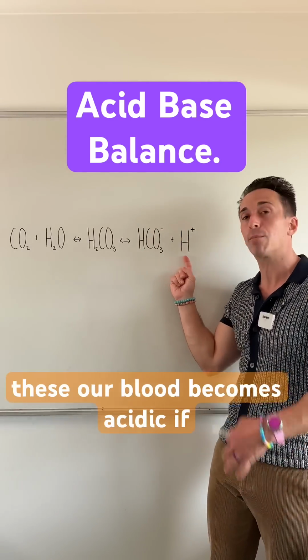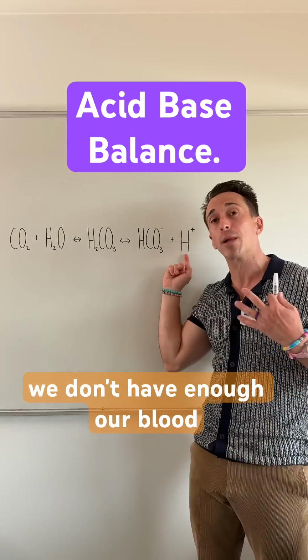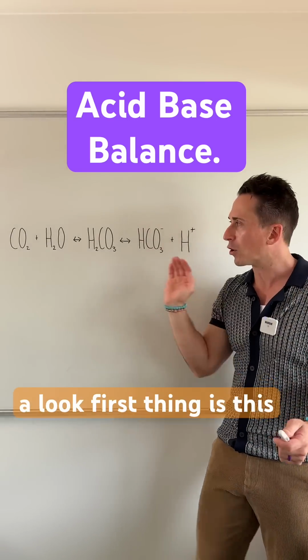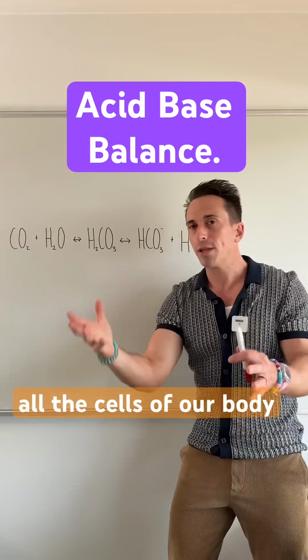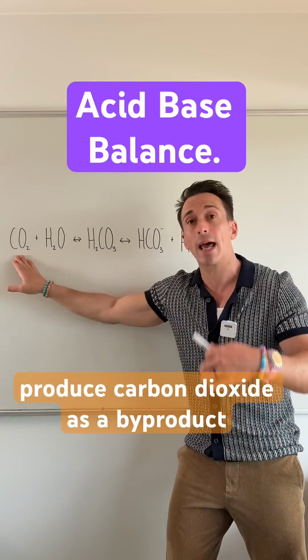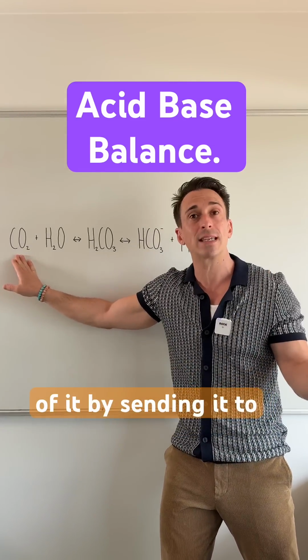If we have a lot of these, our blood becomes acidic. If we don't have enough, our blood becomes too basic. So let's have a look. First thing is this. All the cells of our body produce carbon dioxide as a byproduct, and we need to get rid of it by sending it to our lungs.